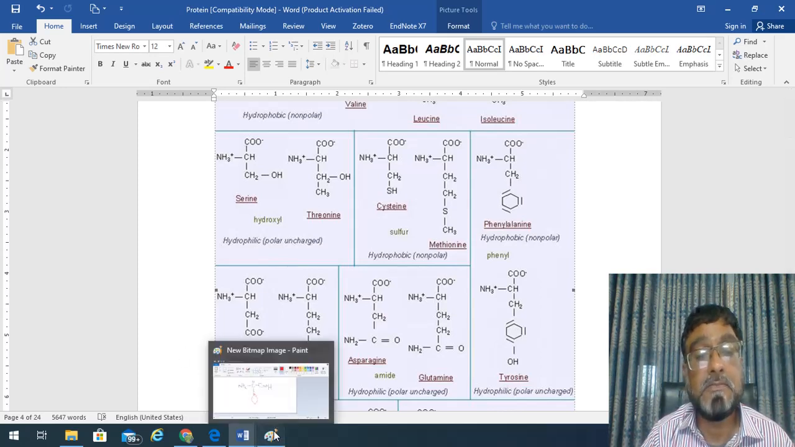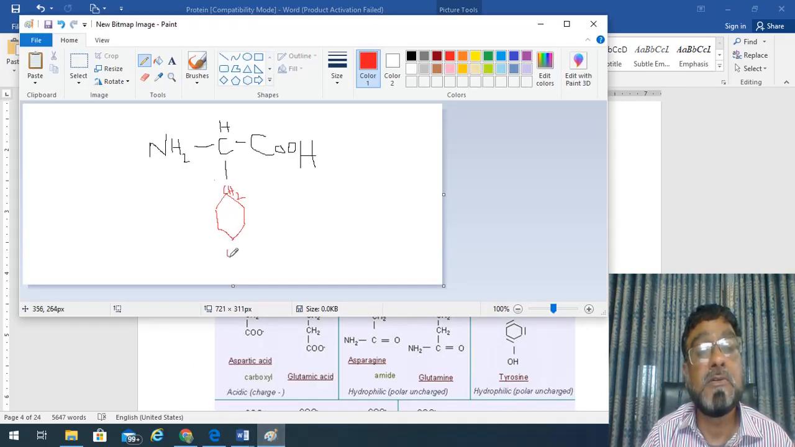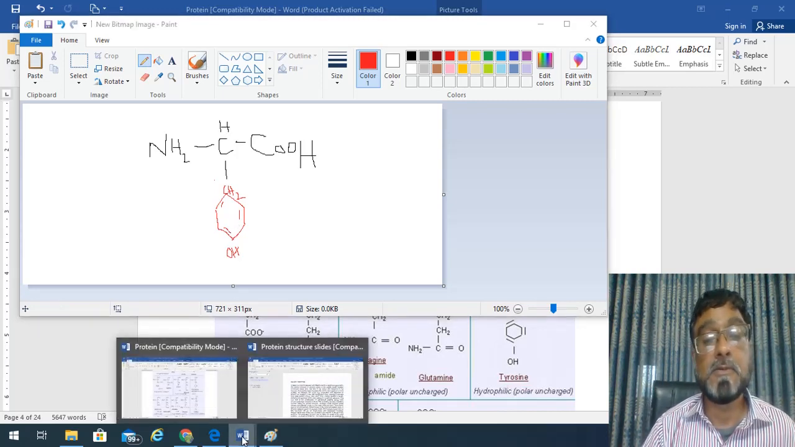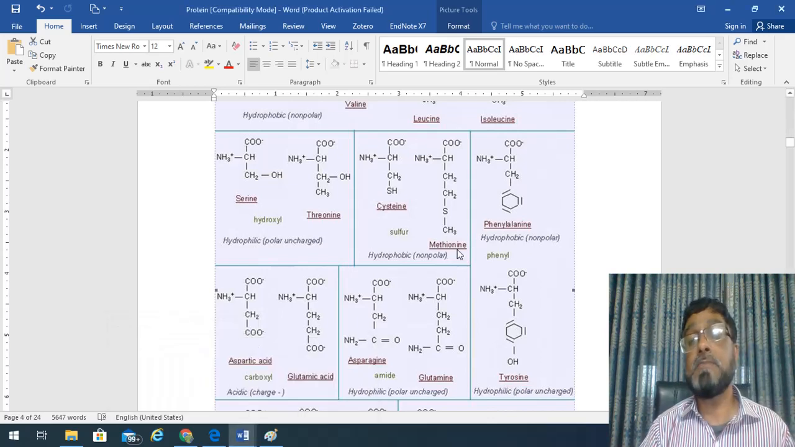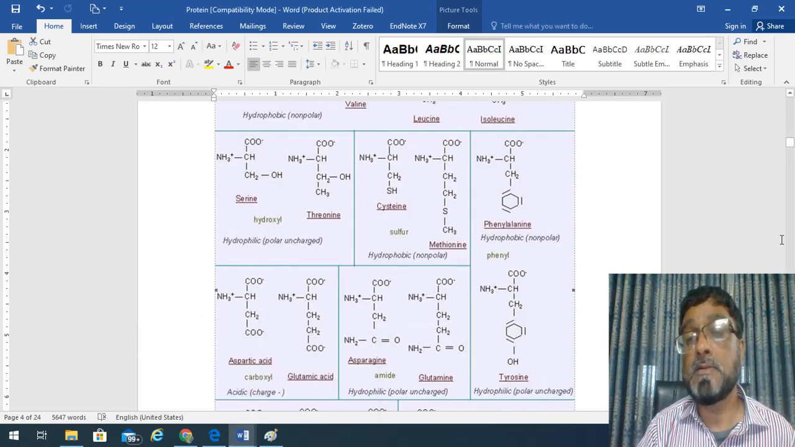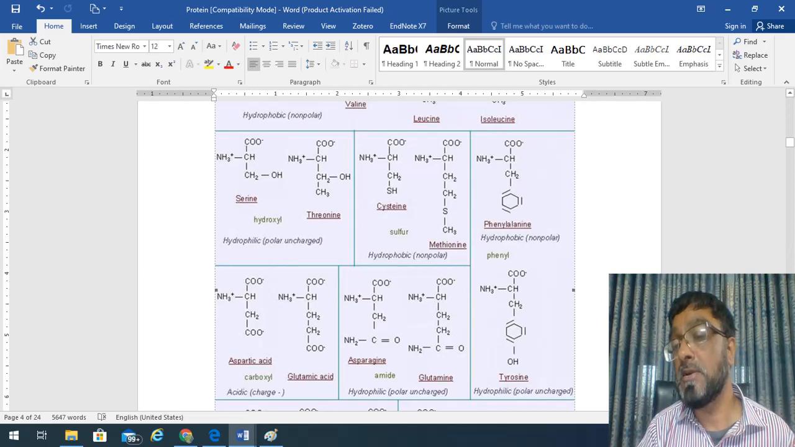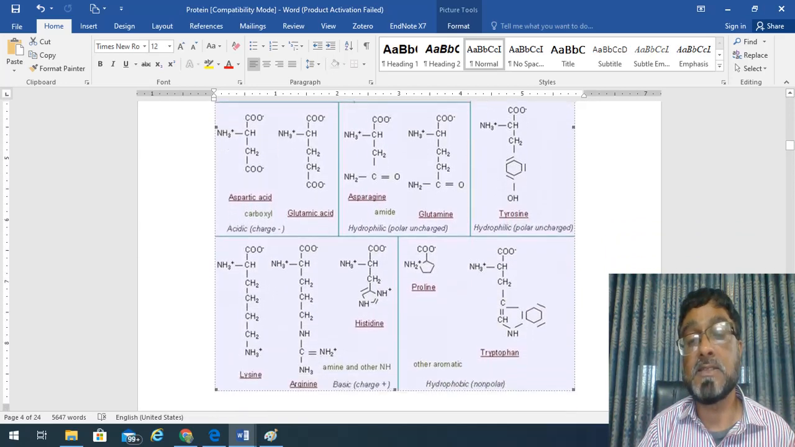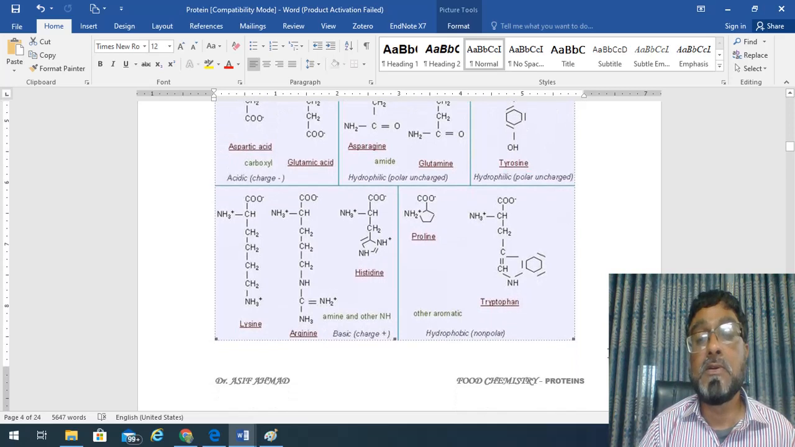For tyrosine, just add OH at that point, right? So these are the aromatic type, and these are the non-polar type of amino acid. And finally, another aromatic class, these are the hydrophobic and the non-polar.